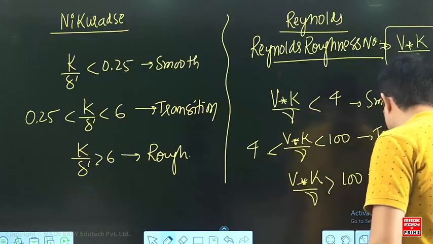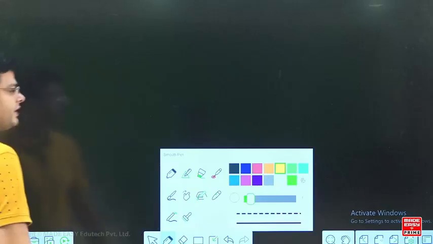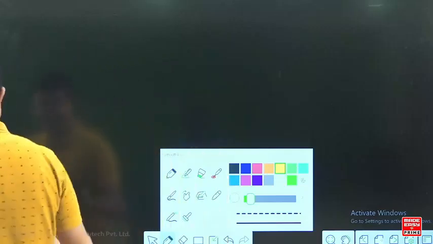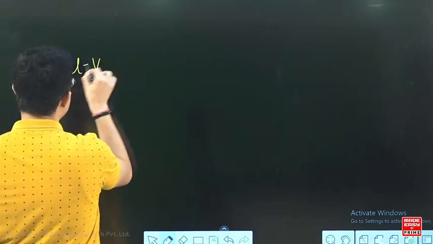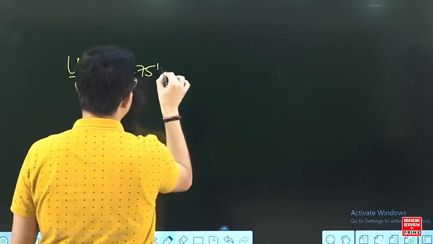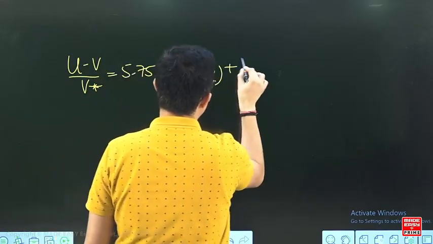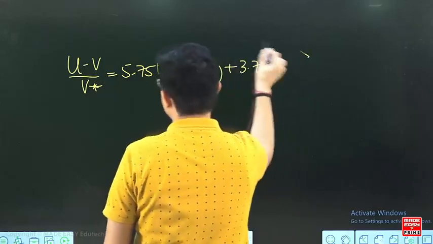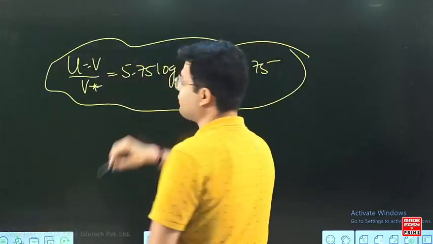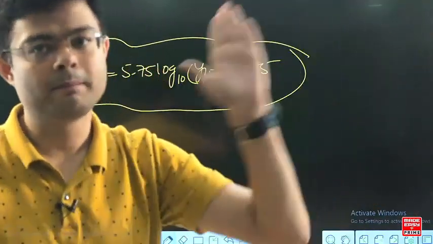My dear students, now let me tell you the velocity distribution equation which is written on page number 211 on your printout. What is that equation? (U - V)/V* = 5.75 log base 10 (y/r) + 3.75. The famous velocity distribution equation for turbulent flow through a circular pipe.